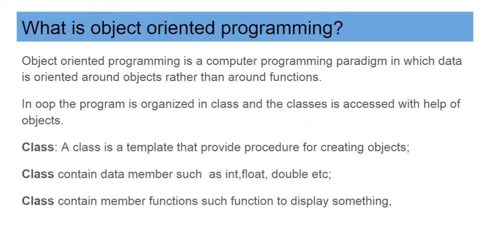For simplicity, a class is a template that provides a procedure for creating objects. What does a class contain? A class contains data members and member functions. In data members, we declare the data types, for example int, float, string, char, boolean, everything that is a data member. And we have member functions, which calculate and perform operations on the data types we have defined as data members. So if someone asks you what a class contains, it contains data members and member functions.